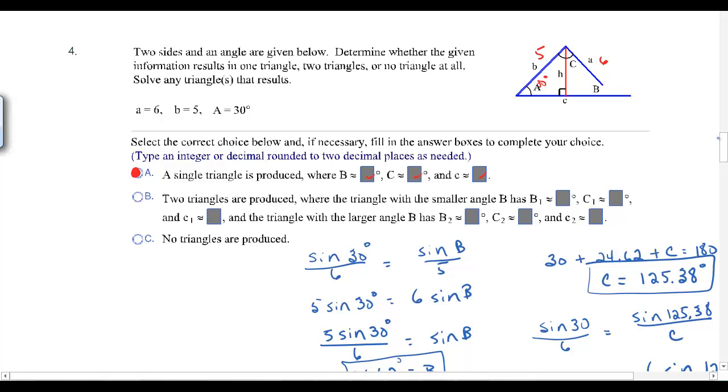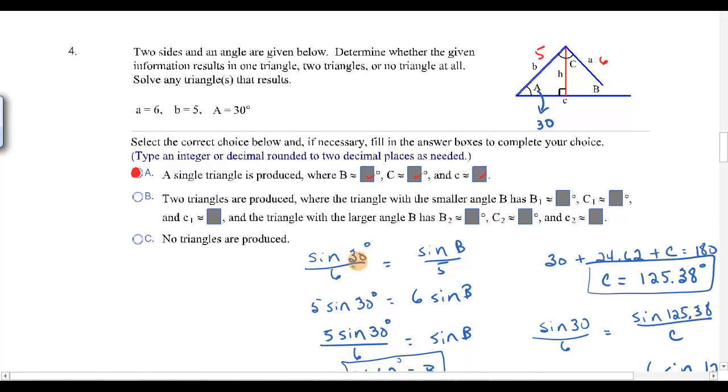Two sides and an angle are given, and I did write them in here. So this one is 30 degrees, side A is 6, side B is 5. And so you have 3 choices here: either no triangles produced, 2 triangles are produced, or a single triangle is produced. All right, so we start our work.